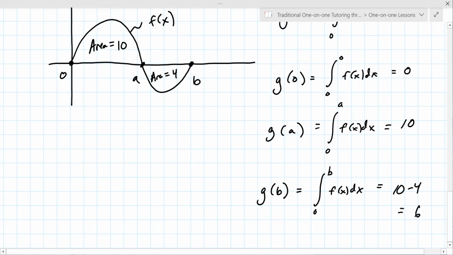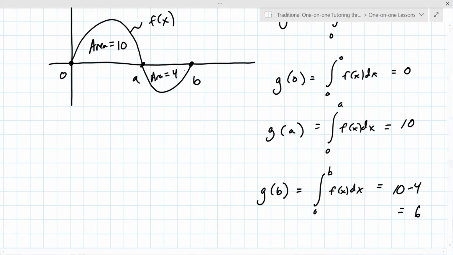Wait, so why is it 10 minus 4? Oh, because it's 0 to b. I see. Yes, you're going 0 to b, because you're starting at 0 and going all the way. Okay. So that's kind of related to the second bullet point.